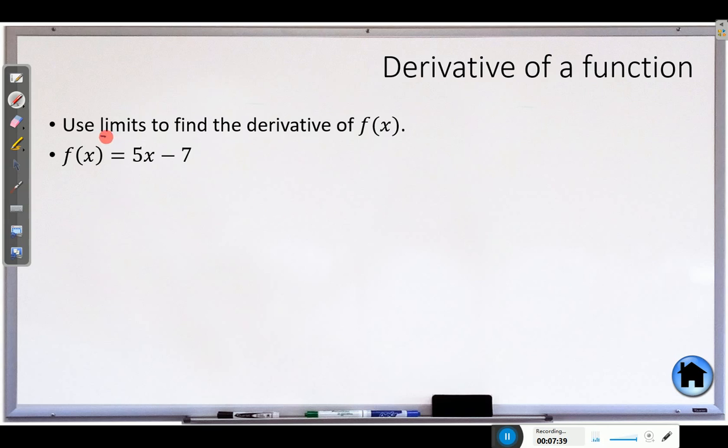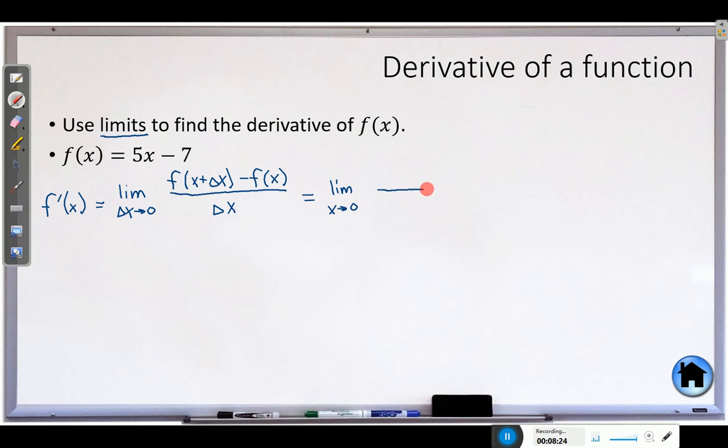So, using limits, we're going to find the derivative of f of x. So f prime of x is going to equal the limit as delta x approaches 0 of, and I'm going to write the definition first because it's new to us, and then we're going to put the numbers in. All right, so there's the definition. Now when I plug these in, what will this look like? It's going to be a limit as delta x approaches 0.